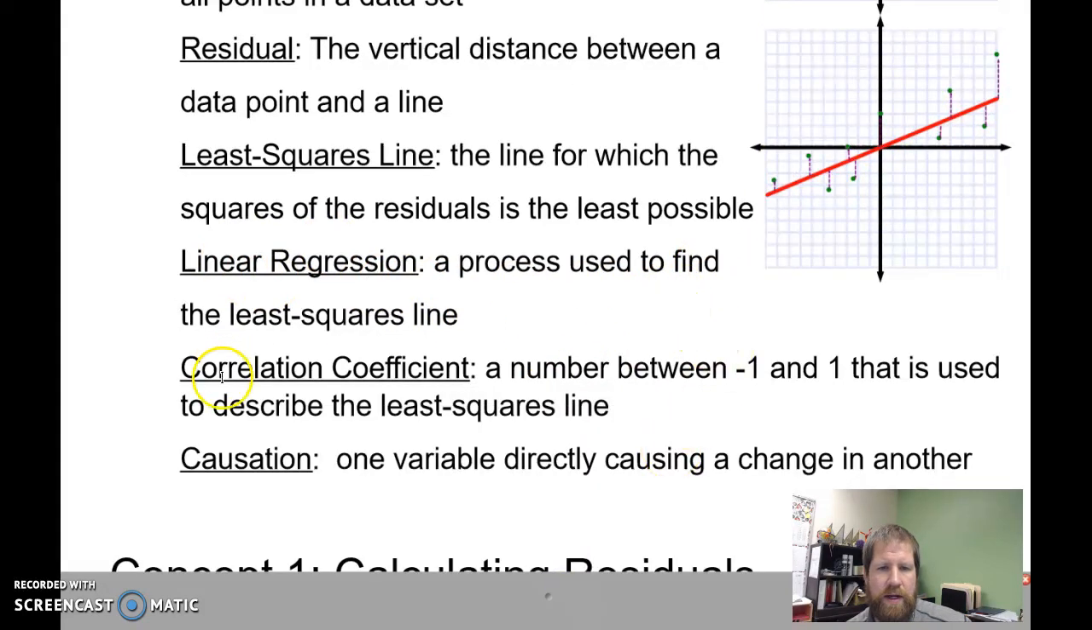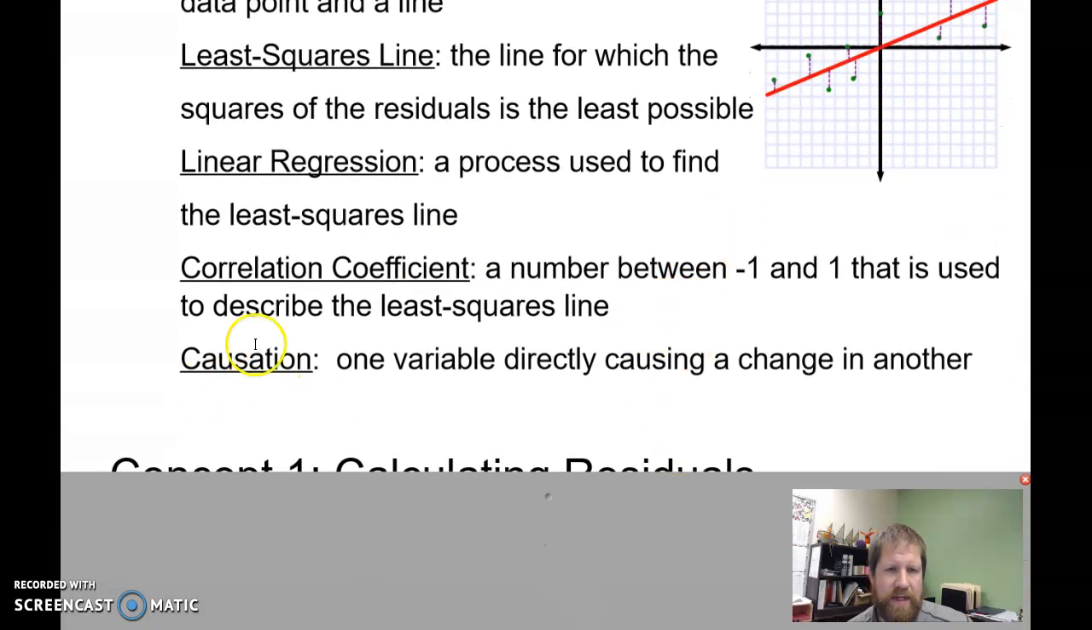All right. The correlation coefficient, that is a number between -1 and 1, and that just tells us how well this line fits our data. Okay. If it is exactly 1 or -1, it's saying that every single point is on our line. Okay. Our line goes through every point of our data. If it's closer to 0, then it tells us that there's very little correlation between our line and our data. Okay. And lastly is causation. Causation means that one variable is causing another to happen. Okay, it's directly influencing that change.